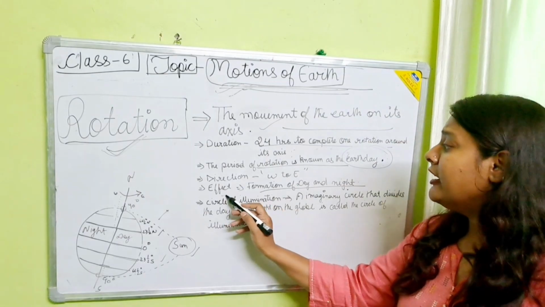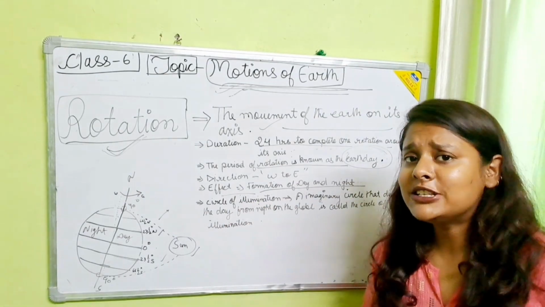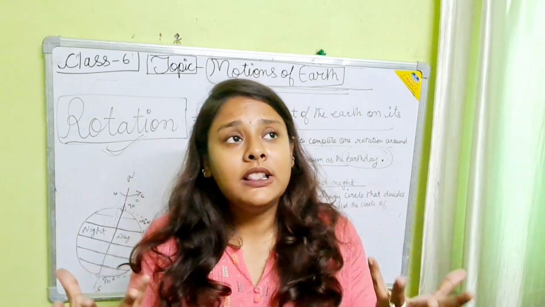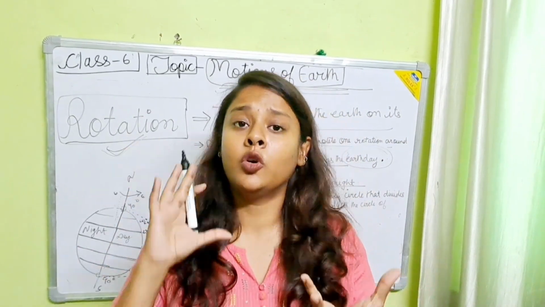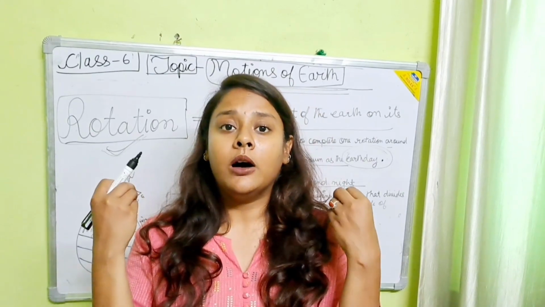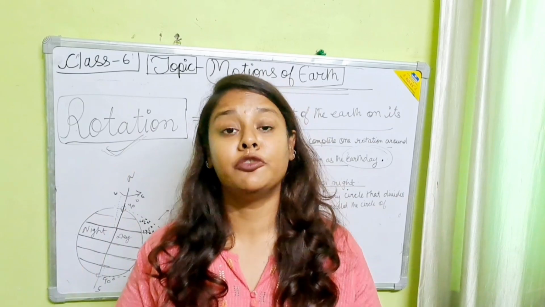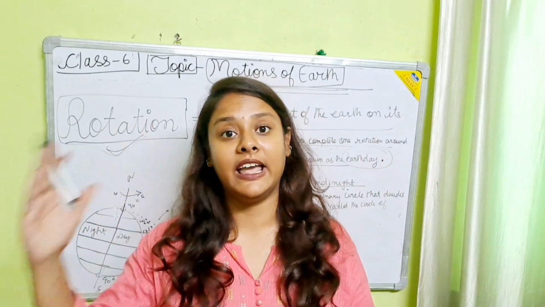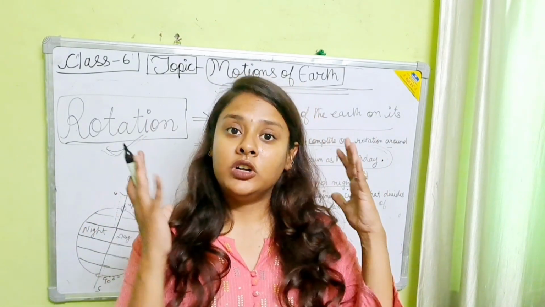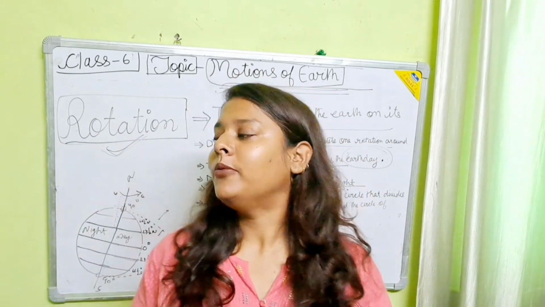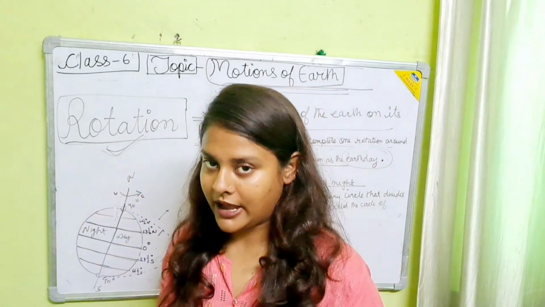Now, what effect does rotation cause? Earth is moving on its axis, but what changes does this moving or rotating around its axis bring? The change that this rotation brings is the occurrence of day and night. Rotation is responsible for the occurrence of day and night. This I am going to explain to you in this diagram.